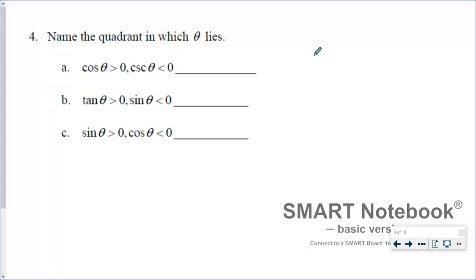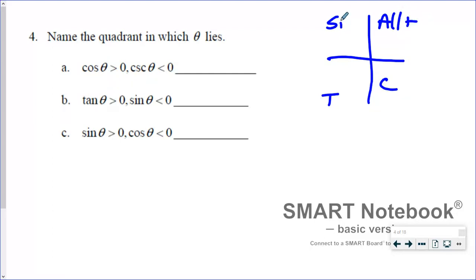All right, name the quadrant in which theta lies. Remember, this is where we use our All Students Take Calculus. In the first quadrant, all trig functions are positive. In the second quadrant, sine of theta is positive. In the third quadrant, tangent is positive. And in the fourth quadrant, cosine is positive. Of course, the reciprocals are also positive as well.